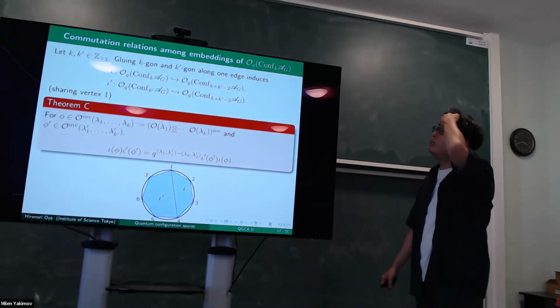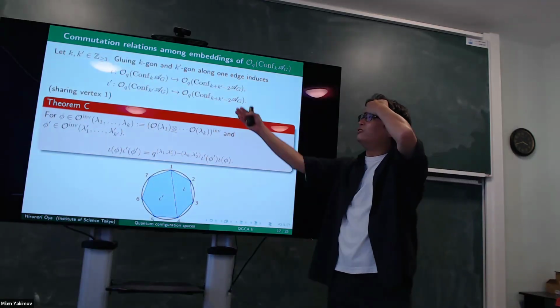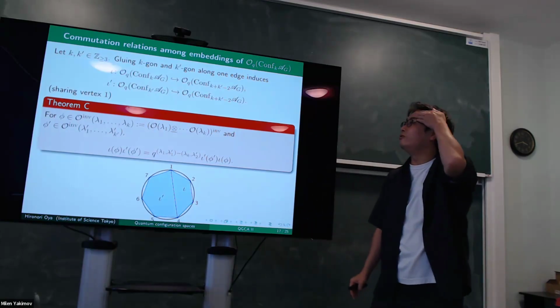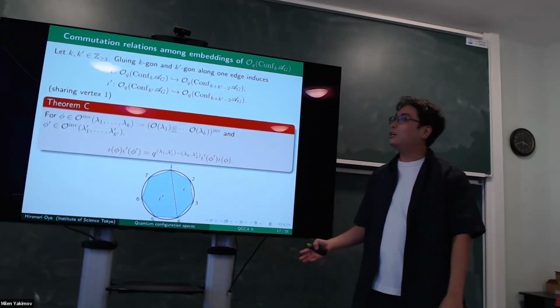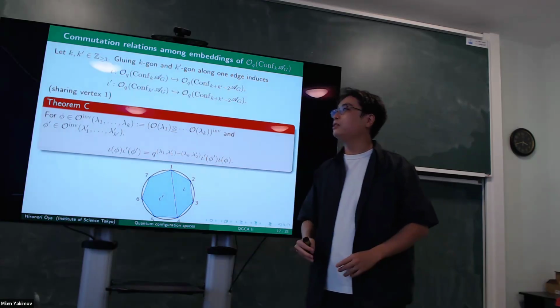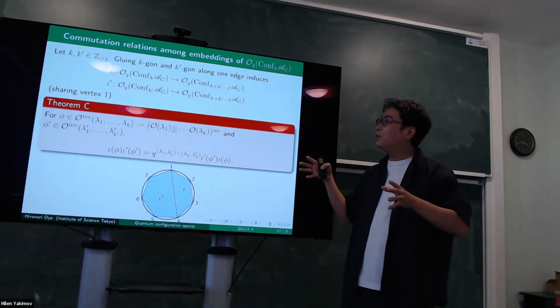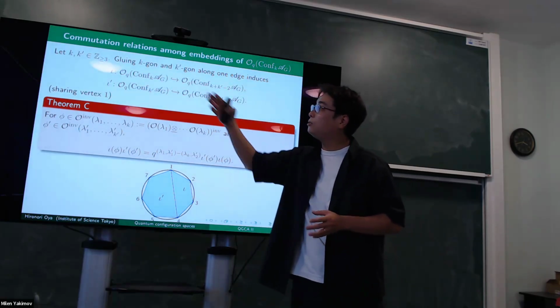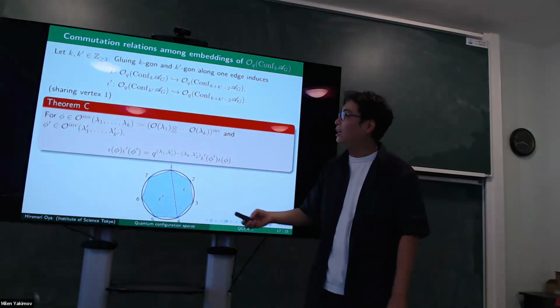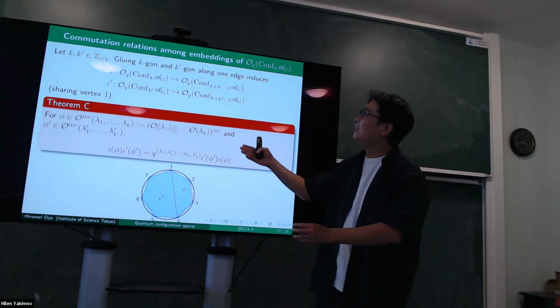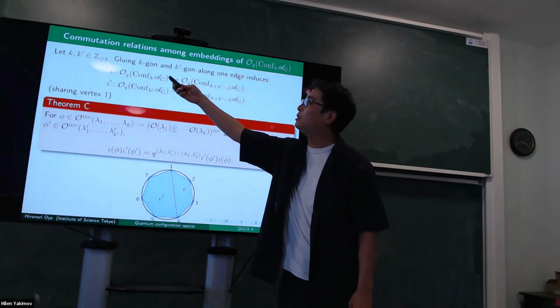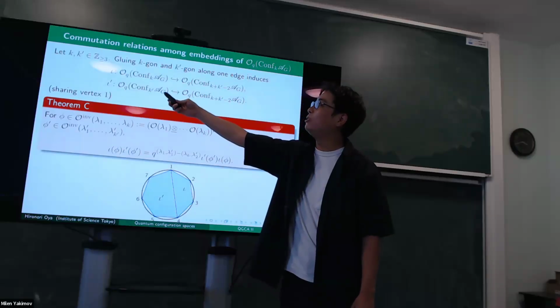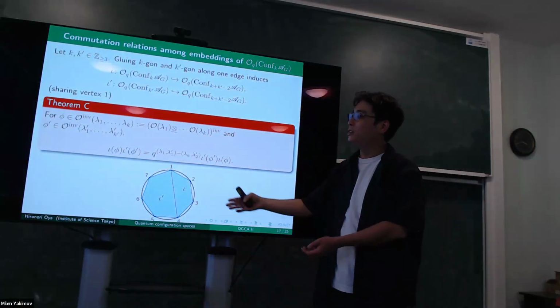Let me explain one more basic structure of this quantum configuration space. If we have two quantum configuration spaces, then we can embed these two in this way. We can glue the K-bond and K-prime-bond along one edge.